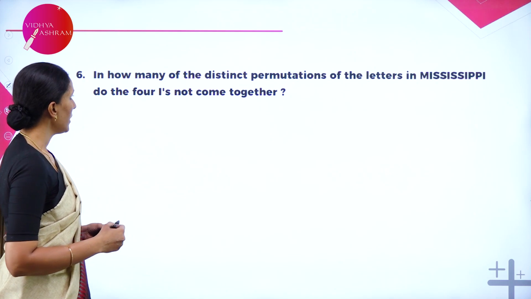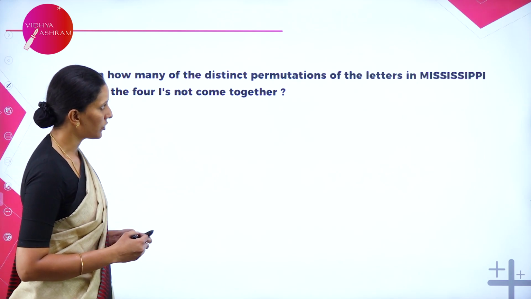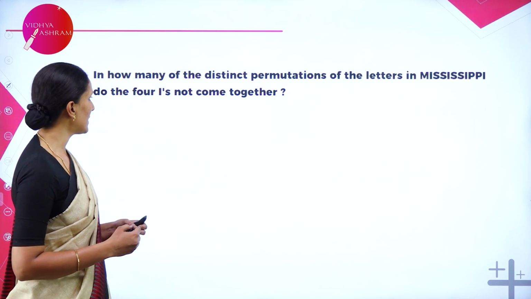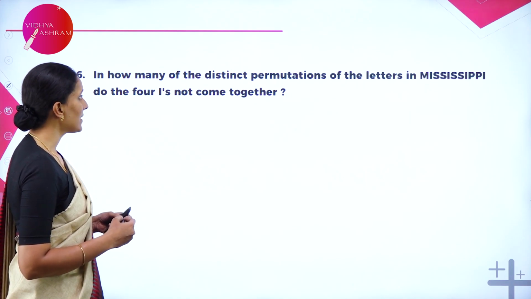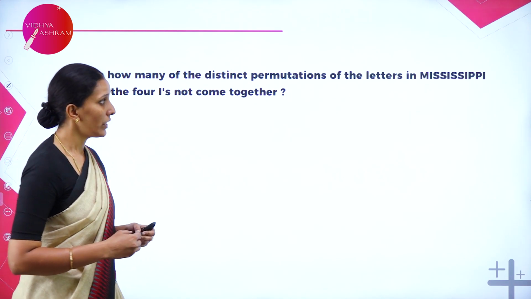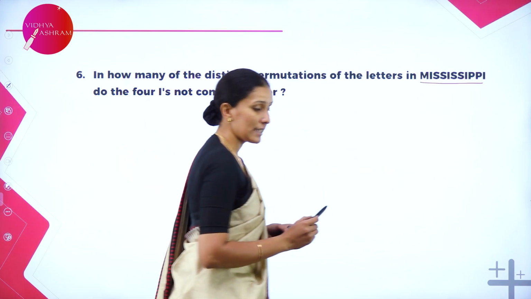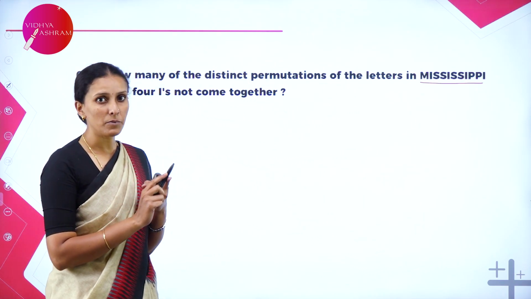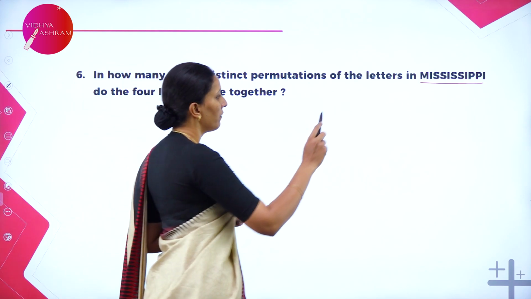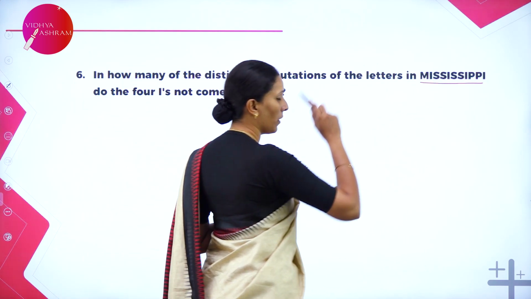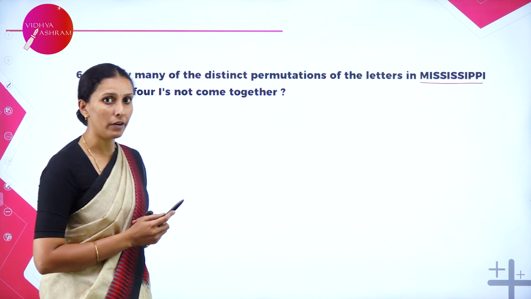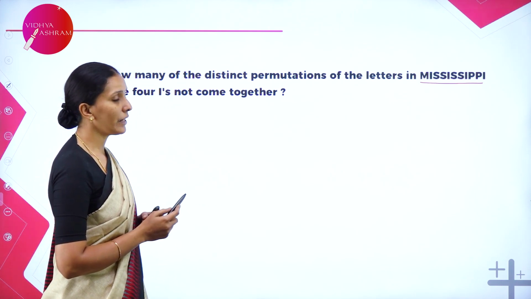Next question. In how many of the distinct permutations of the letters in MISSISSIPPI do the 4 I's not come together? So that means I need to make an arrangement of the word MISSISSIPPI where all the I's come together. Now here, first let us find the total number of permutations for the given word, that is MISSISSIPPI.